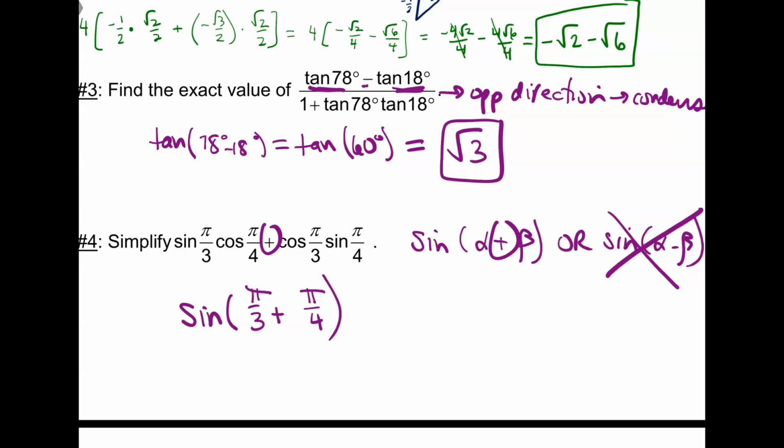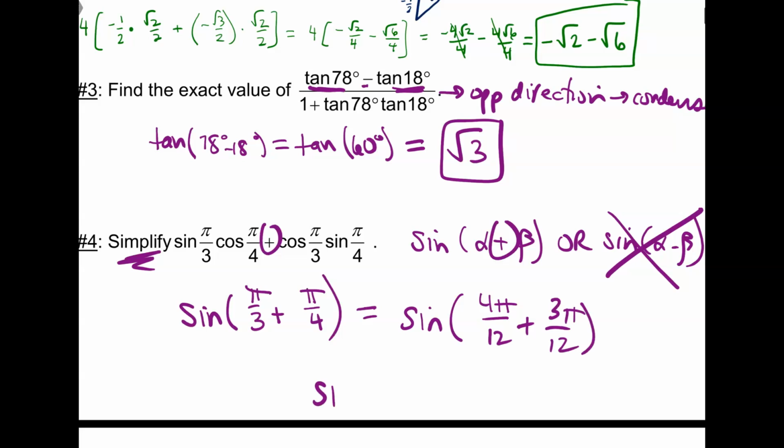No, because converting it back, you'd end up with 7 pi over 12, which doesn't make it any simpler. It doesn't say solve, it says simplify. So when we simplify, we always want to go from more terms to fewer. Number 3 said find the exact value. Number 4 just says simplify. We're not trying to actually solve it, just simplify. So this is equal to sine of 4 pi over 12 plus 3 pi over 12. So that just turns into sine of 7 pi over 12.